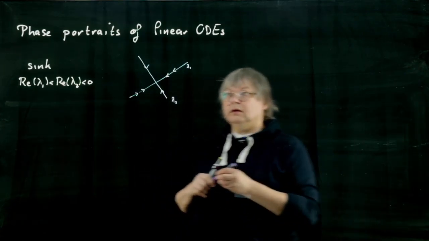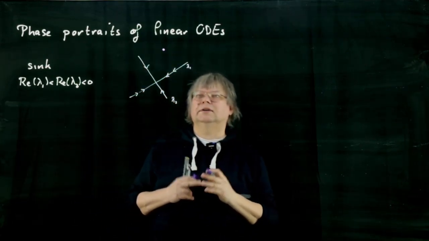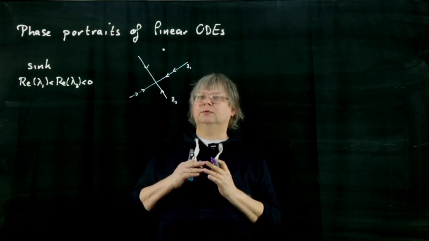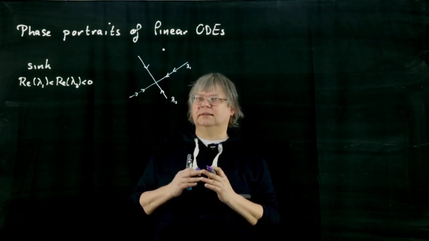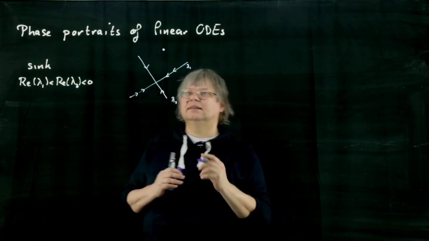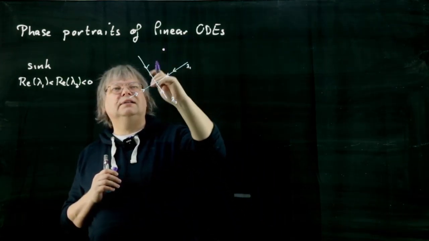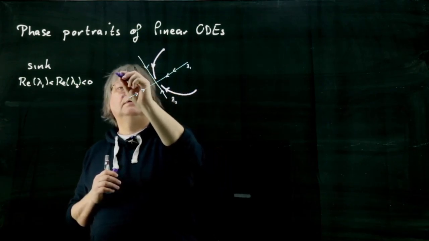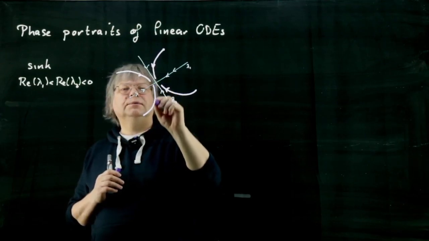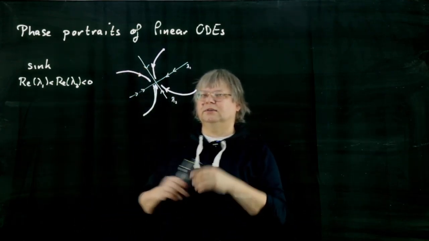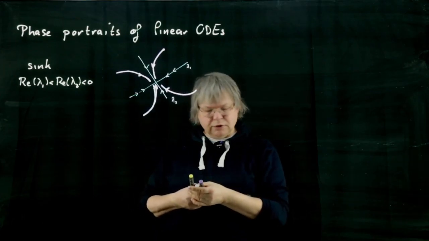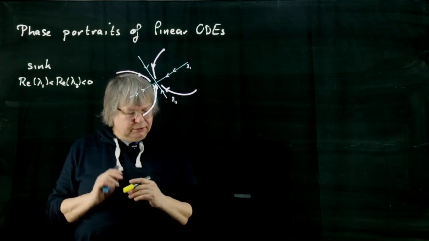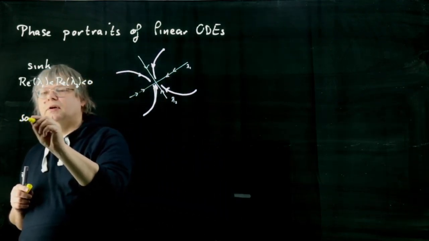And that means that if you start here, well, you can decompose this vector, this purple point, into a part in the direction of lambda 1 and a part in the direction of lambda 2. And you can see, because the lambda 1 direction is more attracting than the lambda 2 direction, the solution is going faster to zero in the lambda 1 direction. So this is going to be the shape of the curve. And we see this in all directions. Oops, it should of course go to the origin, but it goes faster in the lambda 1 direction than in the lambda 2 direction. So that's the sink. And, well, I didn't write it, but I was assuming that lambda 1 and lambda 2 are both purely real negative numbers.